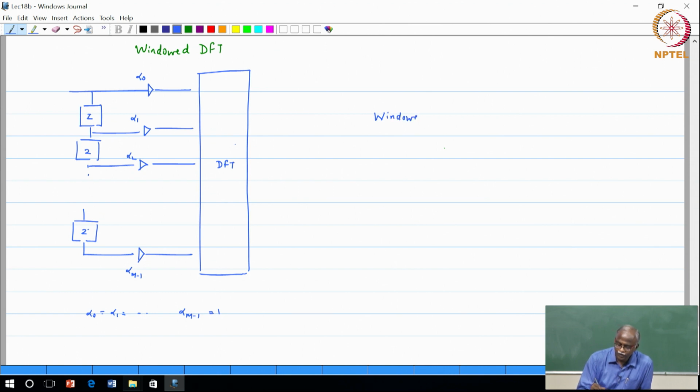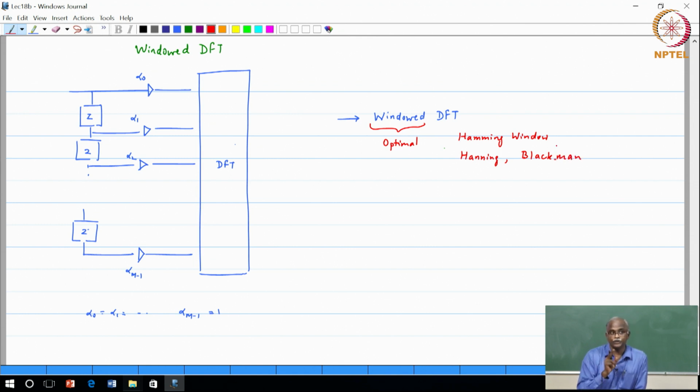Windowed DFT: there was actually a complete area of research in the 80s which looked at optimal windows, and it turns out that the most commonly used windows are the Hamming window, and occasionally you may use a Hanning window or a Blackman window. These are commonly used because they want to increase the spectral resolution of the DFT and minimize the spectral leakage. This solves the spectral leakage issue, because you do not want a DFT coefficient far away from where the tone lies to actually give you values.